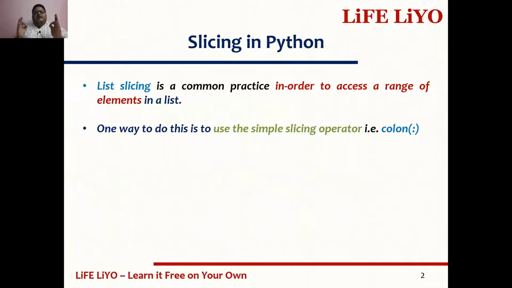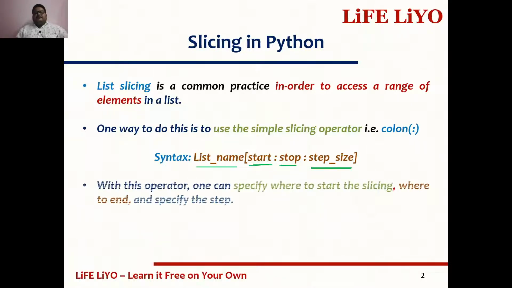We can do this by using a slicing operator called colon. Colon is used as the slicing operator in list accessing. This is the syntax: list name, start index, stop index, and step size. Okay, we'll look into the matter next.